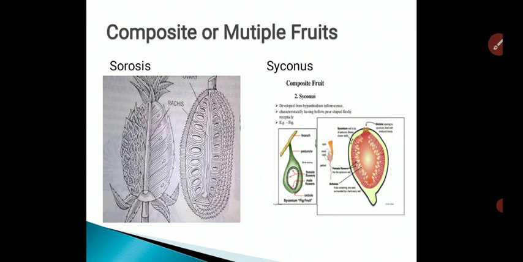The second type of composite or multiple fruit is the syconus, and the best example of syconus is the fruit of the banyan tree or a fig. We call it a fig, from the Ficus family. Syconus is a multiple fruit derived from the hypanthodium type of inflorescence.